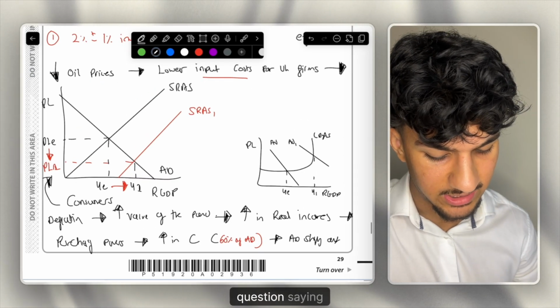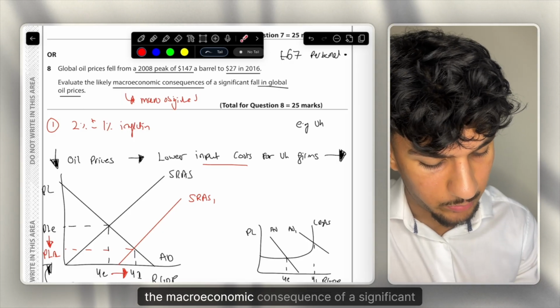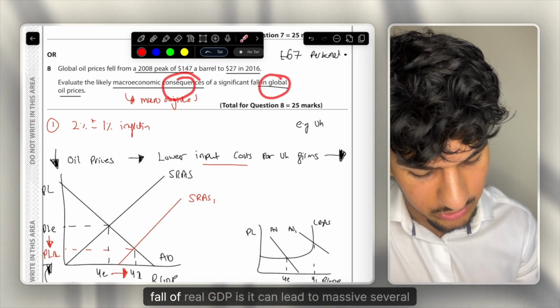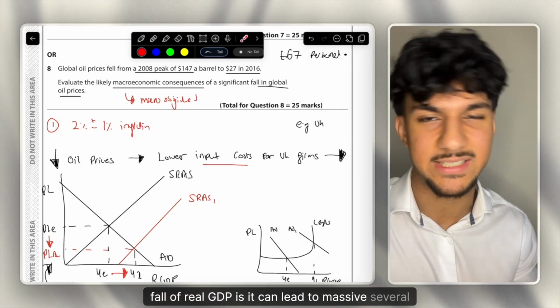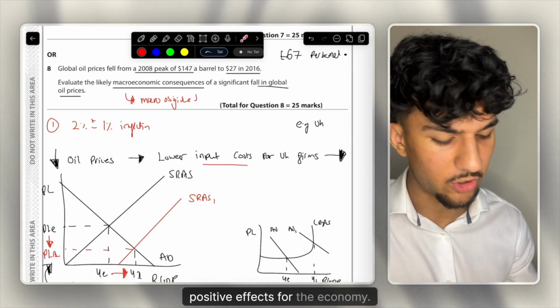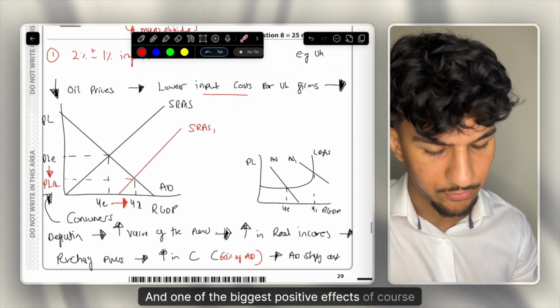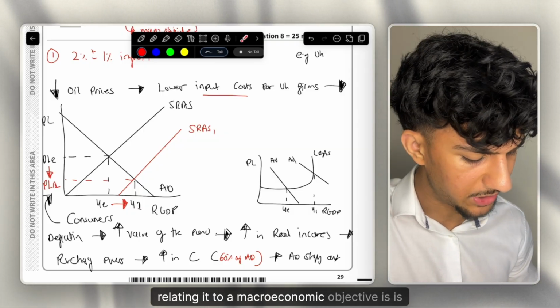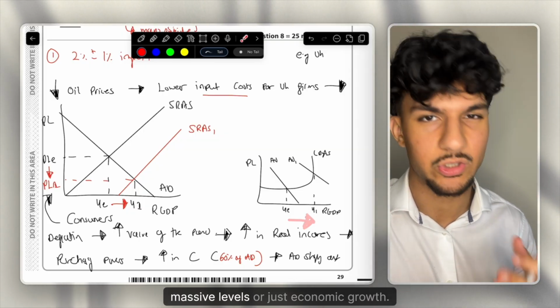So you can answer this question saying the macroeconomic consequence of a significant fall in oil prices is it can lead to several positive effects for the economy, and one of the biggest positive effects, relating it to a macroeconomic objective, is economic growth.